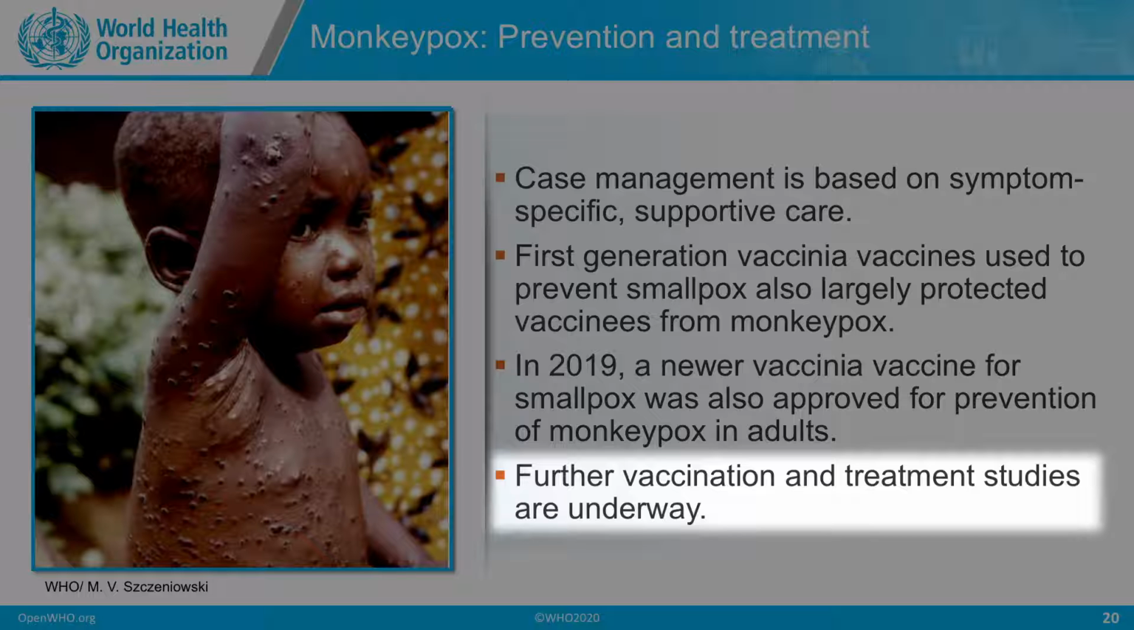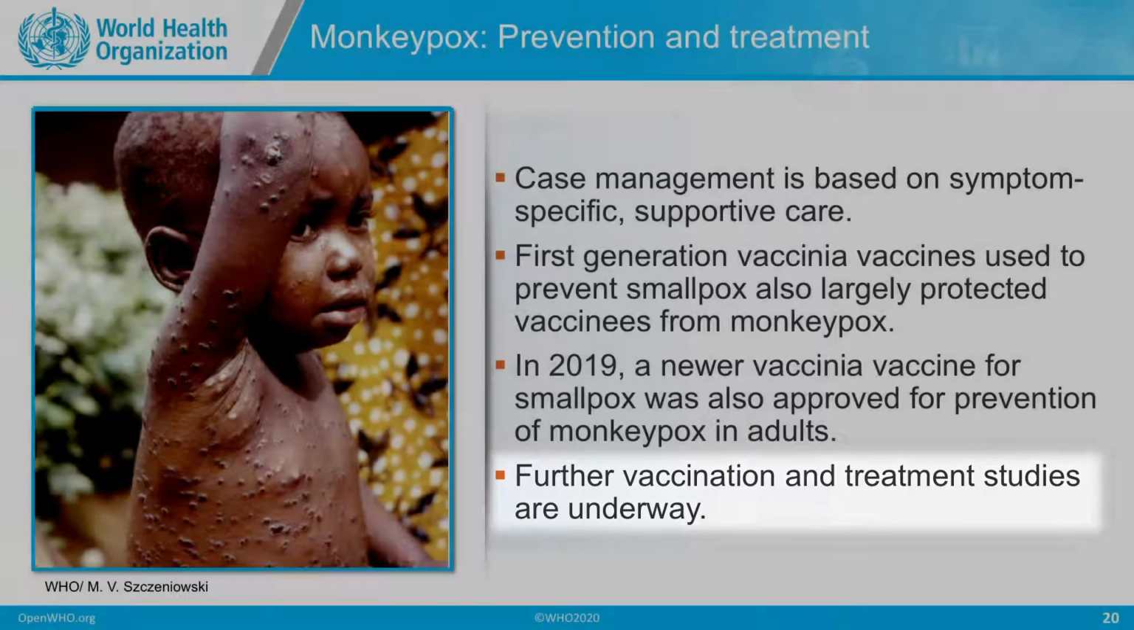Research is also underway for the development of specific antiviral medications, again, for both smallpox and monkeypox. We don't have this for monkeypox yet, but research continues. All right, let's talk about surveillance.